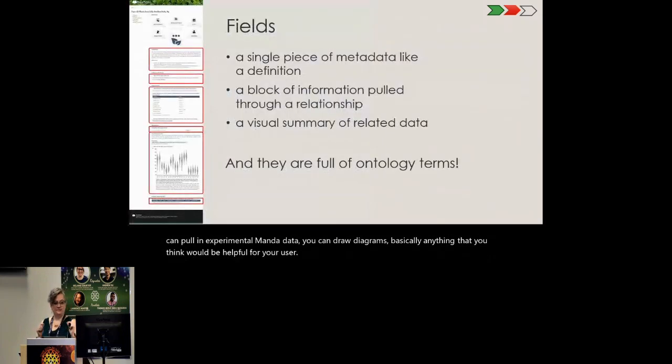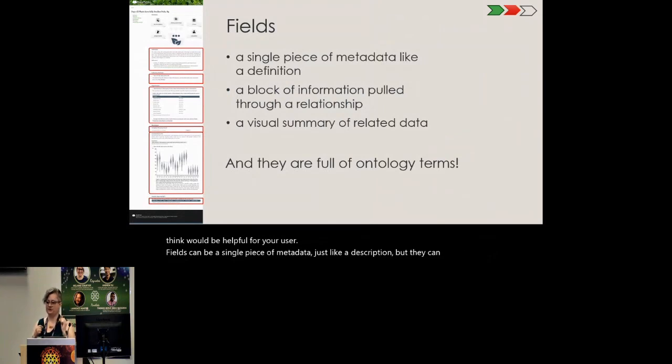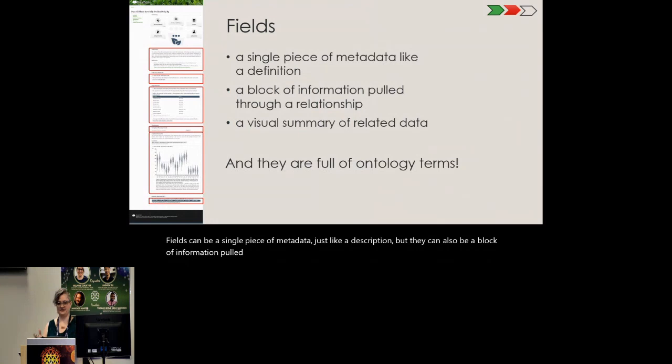Fields can be a single piece of metadata, just like a description, but they can also be a block of information pulled through a relationship. This is one of the things that I think is really powerful. For example, a phenotypic trait can be measured in many experiments, and we can actually pull through experiment information and summarize it.